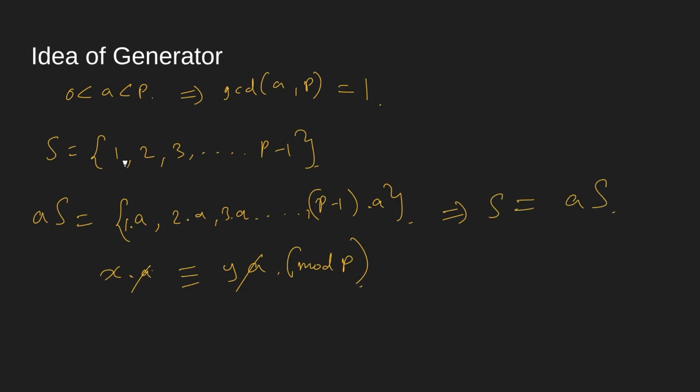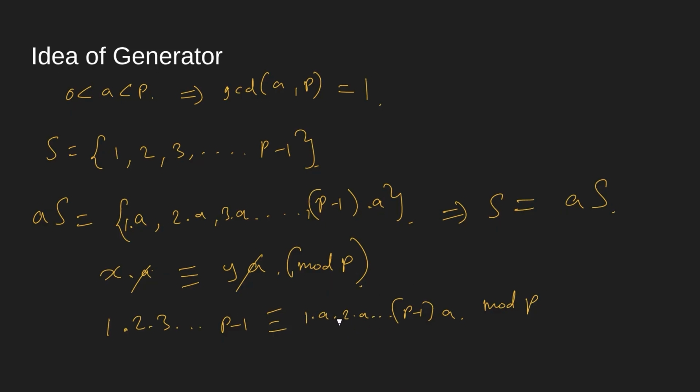So let me multiply all the numbers here in the set S. What do I get? So 1 times 2 times 3 till p minus 1. Here we have 1a times 2a times till p minus 1 a. These are congruent. This equality holds because we just have proved that both of the sets are equal. So if we multiply them, they are in fact equal.